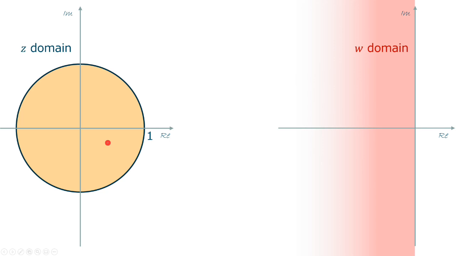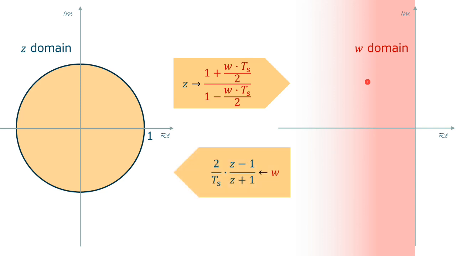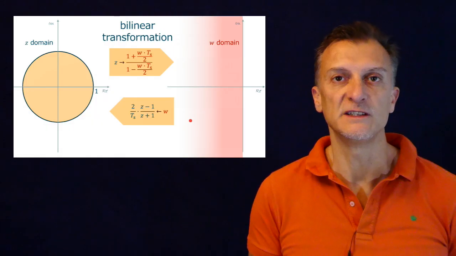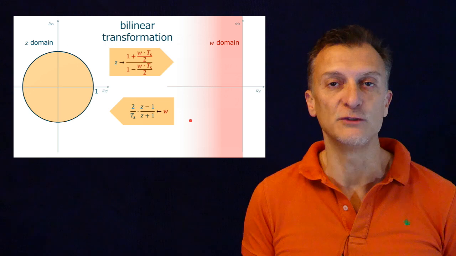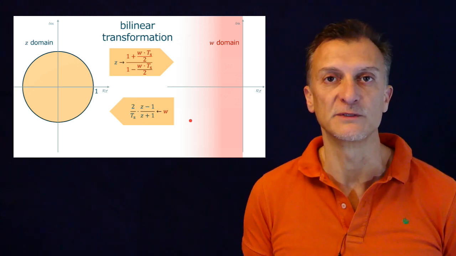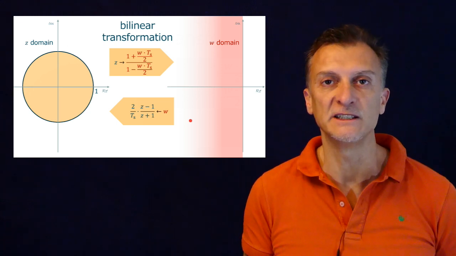The unit disk will map completely on the left half plane to infinity. This is a conformal mapping, defined by this formula, which has the property that two different points here will map on two different points there. So no aliasing possible here. And we have the inverse. Do you already know this transformation? Because this is the Tustin transformation that we have used in discretizing controllers. But now we are using it for a different purpose. So let's call it here the bilinear transformation only.